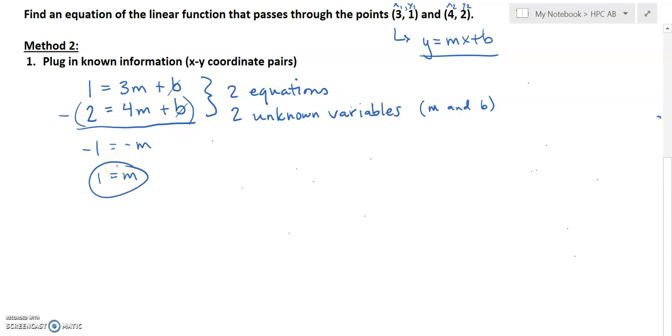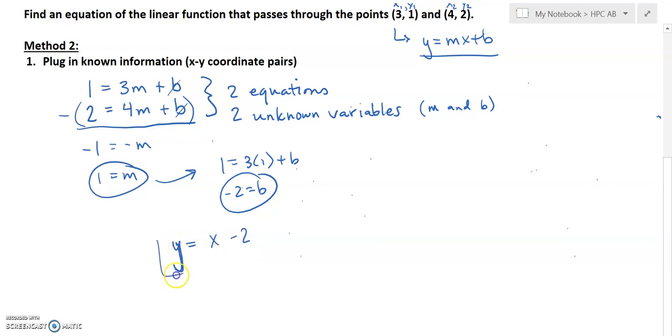There's that. And then I can use that to plug in to either one of these top equations. So 1 equals 3 times 1 plus b. And now I know my b is negative 2. So what's my equation? Well, just take that info, plug it in, and you get y equals mx, or just 1x minus 2, and there's my linear function.